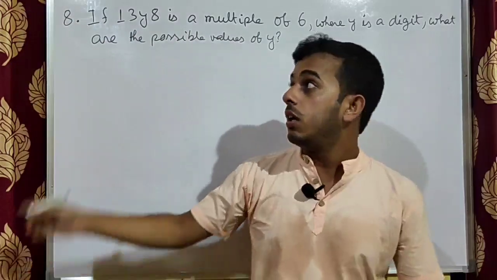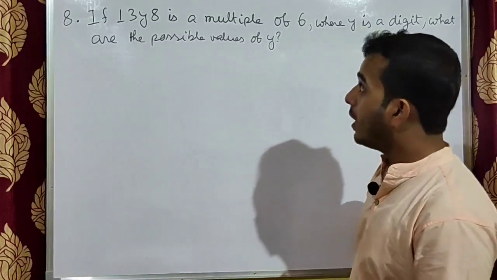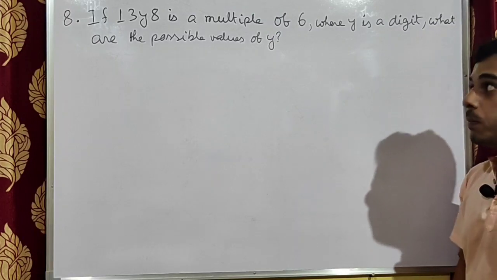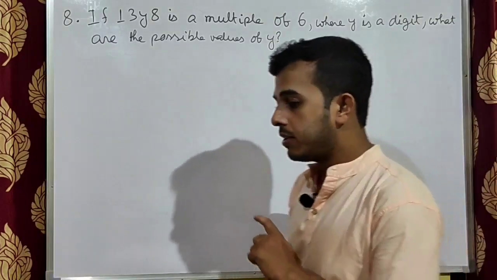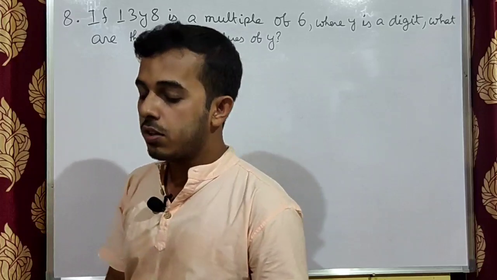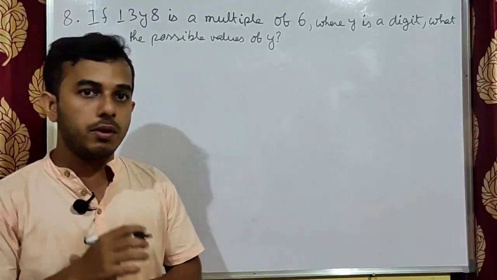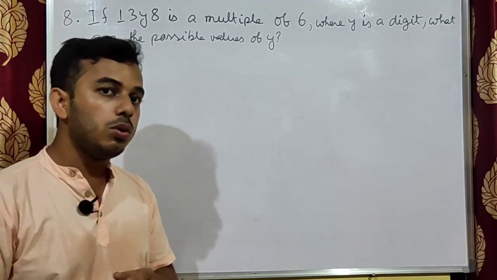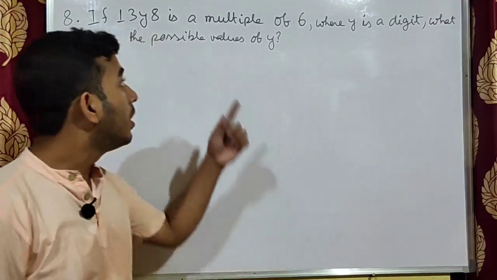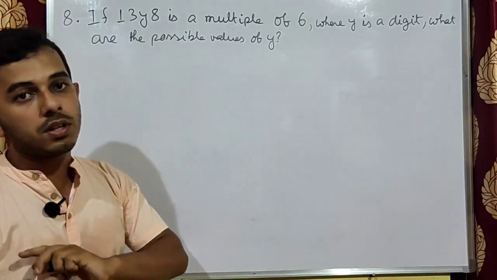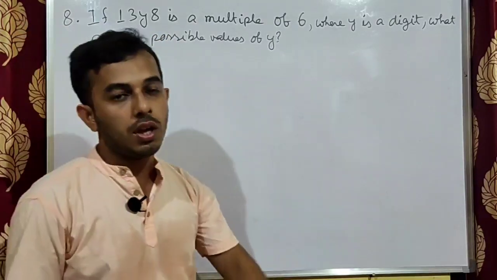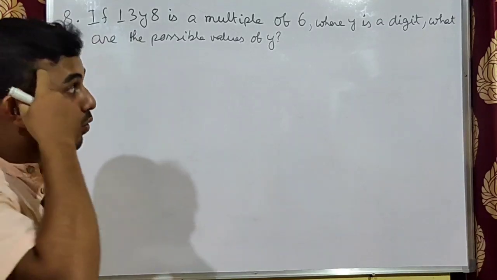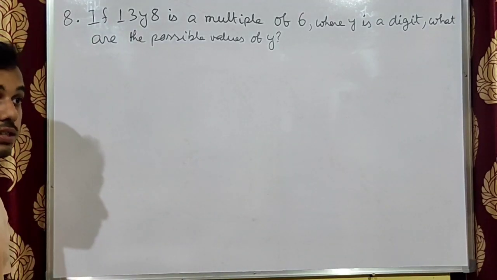Here the question is, if 13y8 is a multiple of 6, where y is a digit, what are the possible values of y? So this is divisible by 6, right? First of all, we have to know which numbers are divisible by 6. The numbers which are divisible by 2 as well as 3. Now for 2, the unit place is even. Here the unit place is even, right? That means this number is already divisible by 2. Now what we have to find? We have to find which numbers are divisible by 3. For this, we have to find the sum of the digits, right?